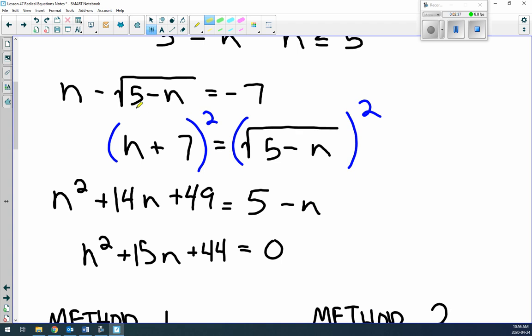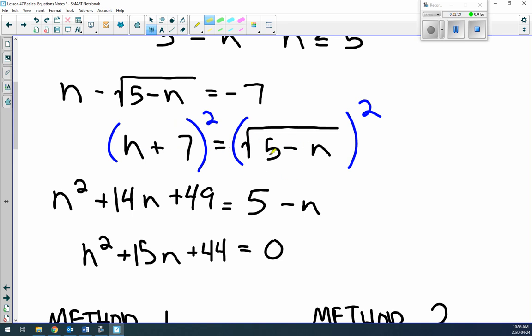Well, what do you want to do? It's kind of hard to do this one. I don't really want to square the negative root of 5 minus n. So what I'm going to do is put the negative root of 5 minus n onto the right-hand side, which makes it a positive. I'm going to move the negative 7 over to the left-hand side, which makes it a positive. Then I end up with n plus 7 equals the root of 5 minus n. It doesn't matter which way you do this.